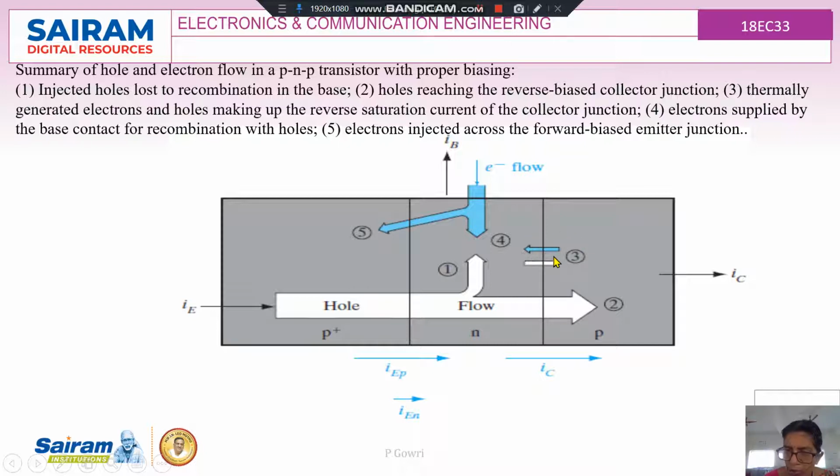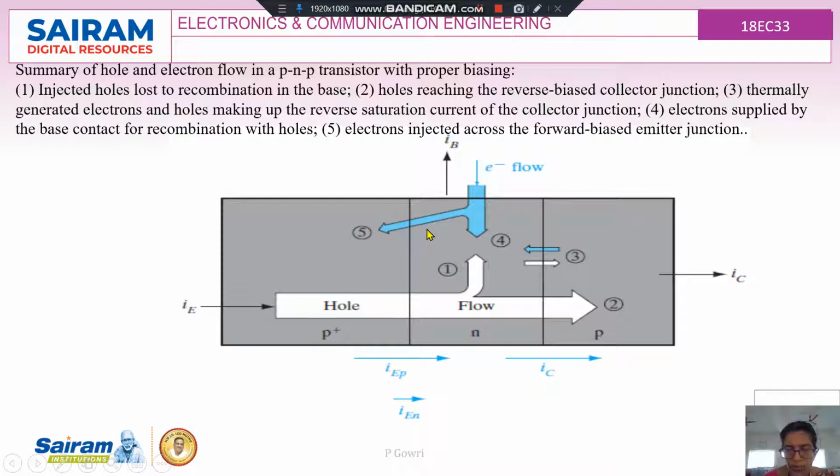So there will be a drift process of the electrons and holes. The minority drift process will already be existing here, and this adds to the collector current.